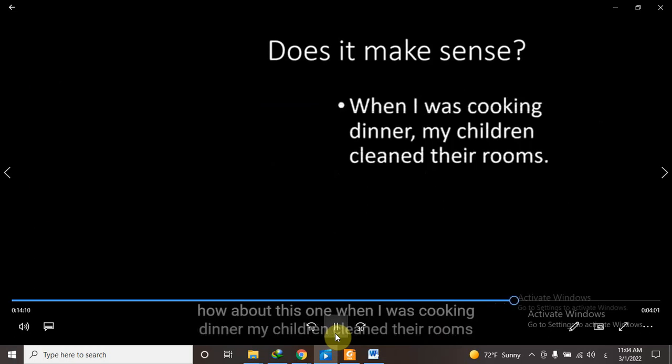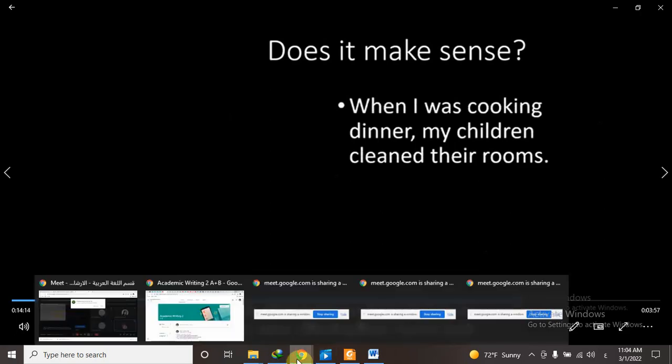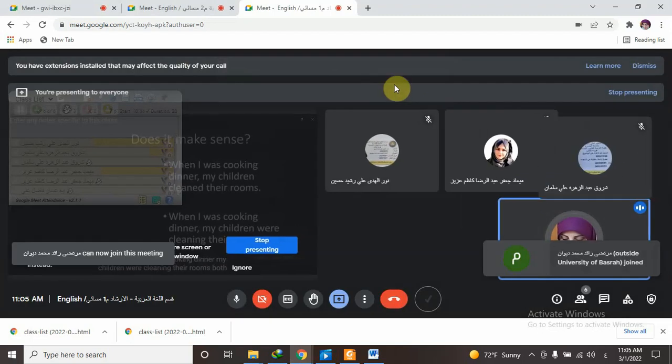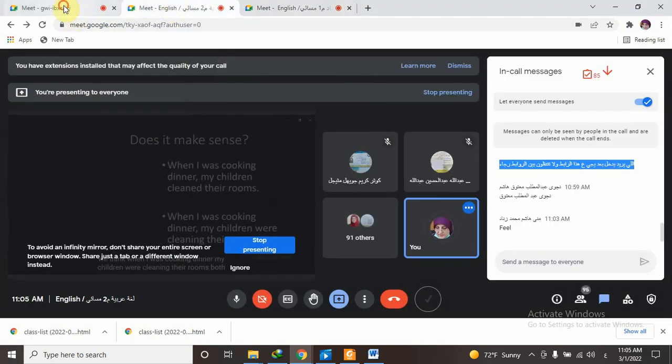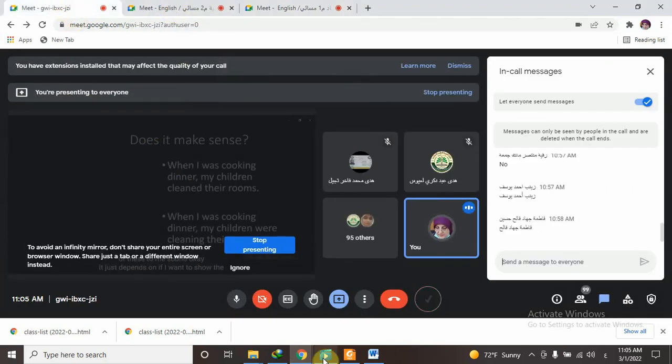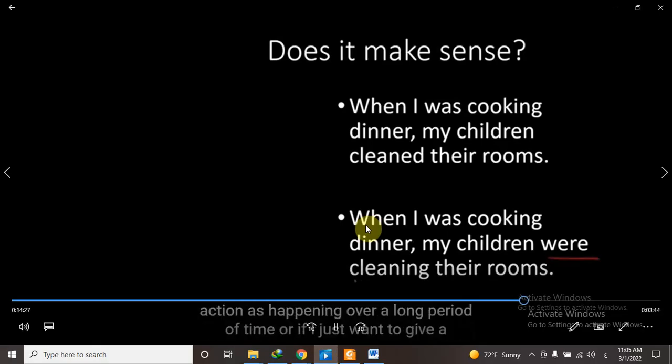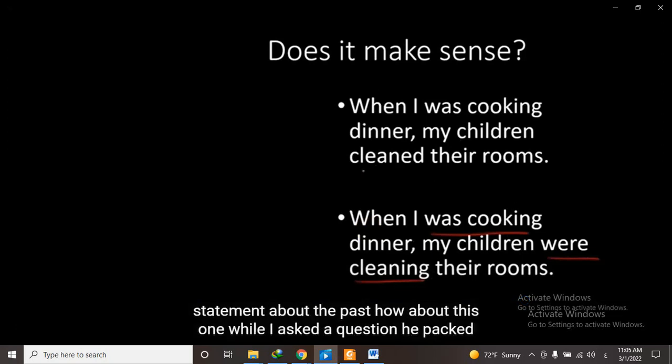How about this one? When I was cooking dinner, my children cleaned their rooms. What do you think? When I was cooking dinner, my children were cleaning their rooms. Both of these, to me, sound okay. It just depends on if I want to show the action as happening over a long period of time, or if I just want to give a statement about the past.